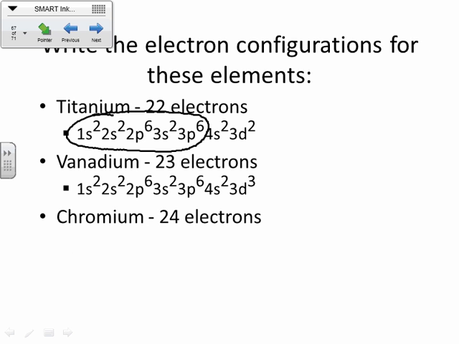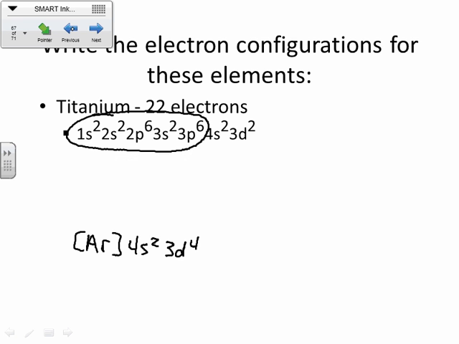All right, and then chromium, 24 electrons. Again, using our noble gas abbreviation here, Ar, 4s2, 3d4, right? That's what we would expect for chromium. Now here's where it gets a little bit tricky. Remember how I told you that half-filled orbitals are a really good thing? So let's go back and actually do the orbital diagram for this one.